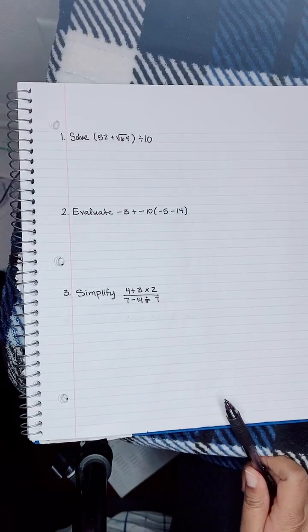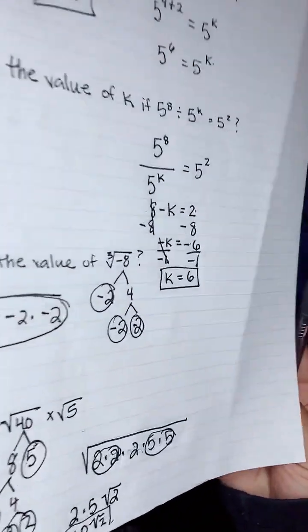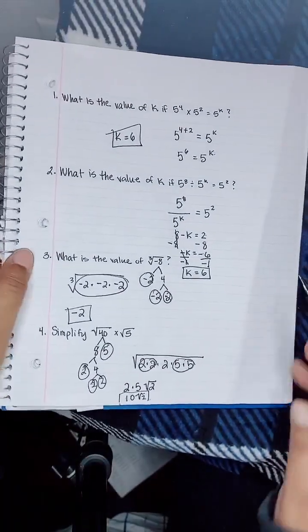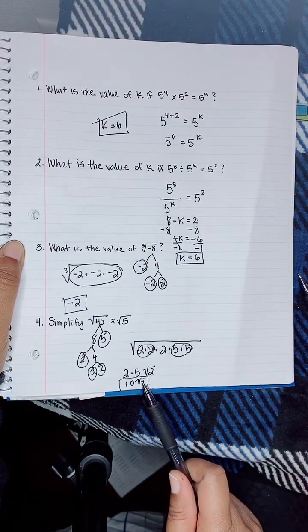Where do we start? Oh, somebody said, how did you get the answer? For which one? For the back page? Hold on. I want to go back real quick because somebody had an answer. I want to answer all the questions. So we're going back. How do we get this answer right here? The 10 square root 2.